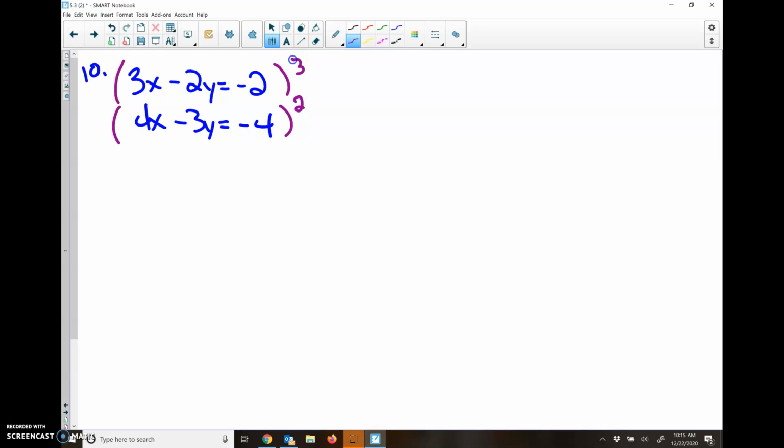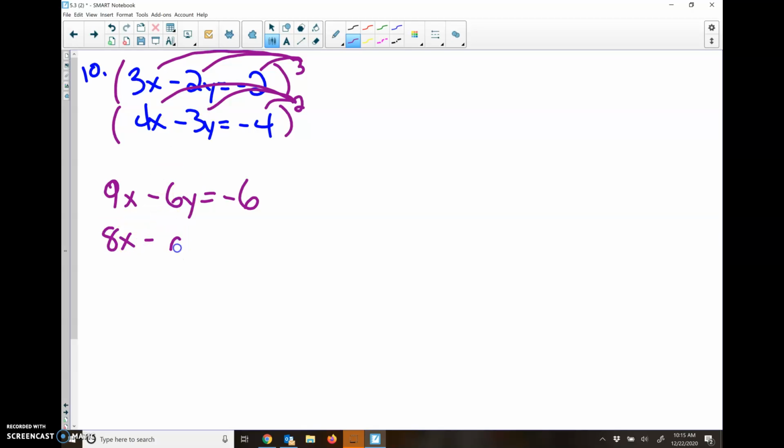So again, this is going to be as hard as it gets because we need to multiply everything in this problem. So everything in that top equation gets multiplied by 3. So 3 times 3x is 9x. 3 times 2y is 6y. And 3 times negative 2 is negative 6. And then everything in that bottom equation is going to get multiplied by 2. So 2 times 4x is 8x. 2 times 3y is 6y. And 2 times negative 4 is negative 8. Okay? Now my y's are the same. I have a negative 6y and a negative 6y.